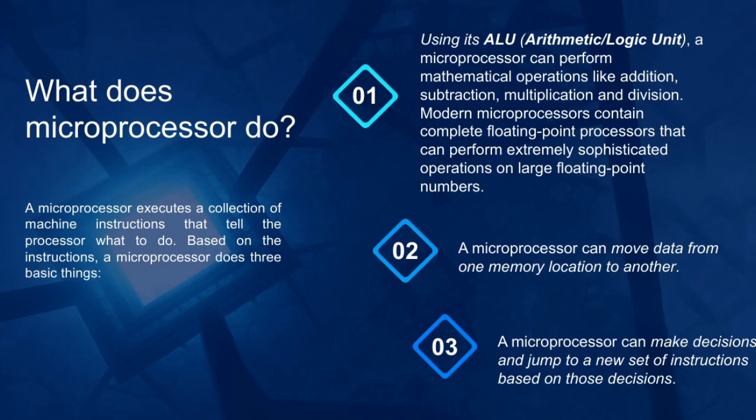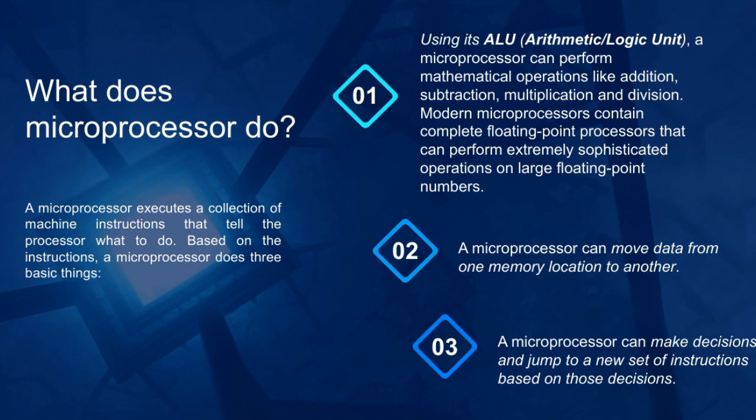Next, what does a microprocessor do? A microprocessor executes a collection of machine instructions that tell the processor what to do. Based on the instructions, a microprocessor does three basic things. Here are the three basic things that the microprocessor does.